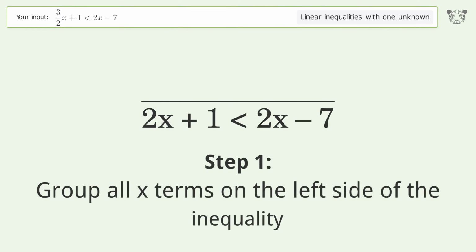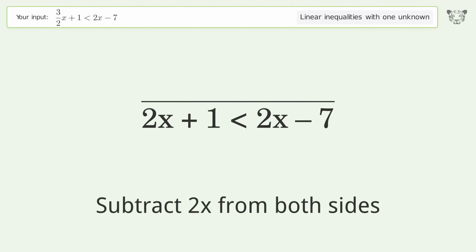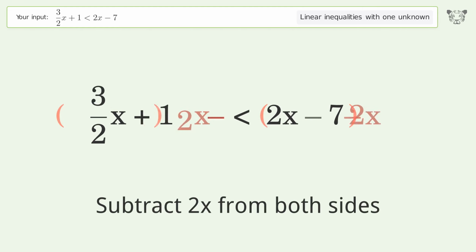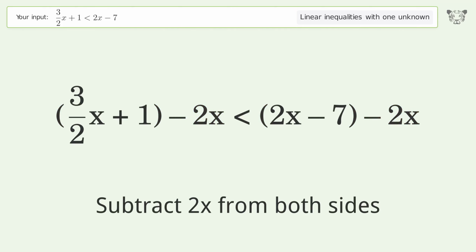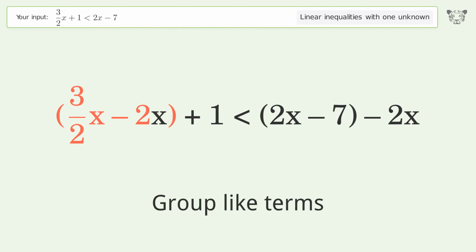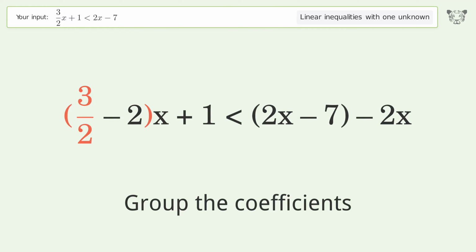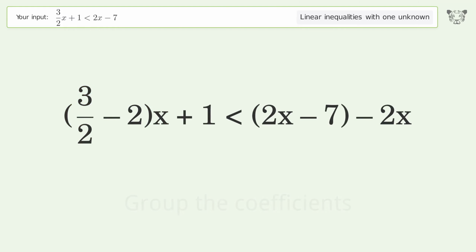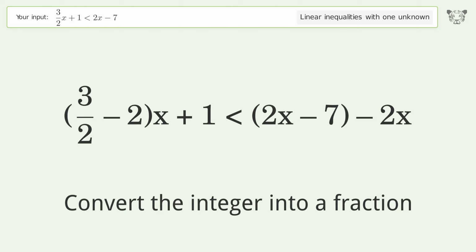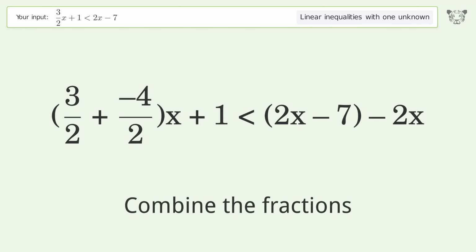Group all x terms on the left side of the inequality. Subtract 2x from both sides. Group like terms. Group the coefficients. Convert the integer into a fraction. Combine the fractions.